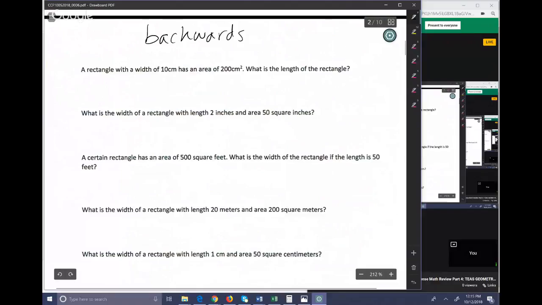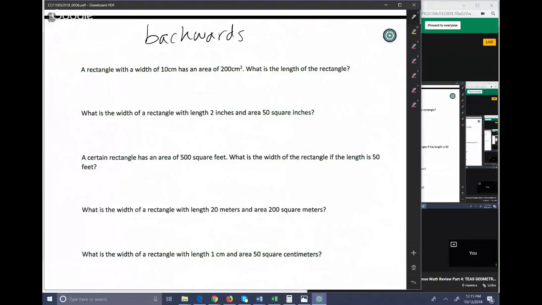So these are what I consider backwards, because you start at the area and then you move backward to getting the length or width. And so this one, I don't know why this one is not in my packet. That's so weird. So I will do the first couple of these, I guess.